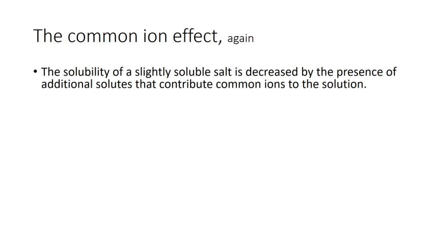And to go along with that, we have the common ion effect, which I know we've talked about a little bit before, but here we'll talk about it again. We can say that the solubility of a slightly soluble salt is decreased by the presence of additional solutes that contribute common ions to the solution. So basically, if you're trying to dissolve something and you put another substance in there that contributes one of the ions as the same as something that you're trying to dissolve, whatever you're trying to dissolve will end up dissolving less.